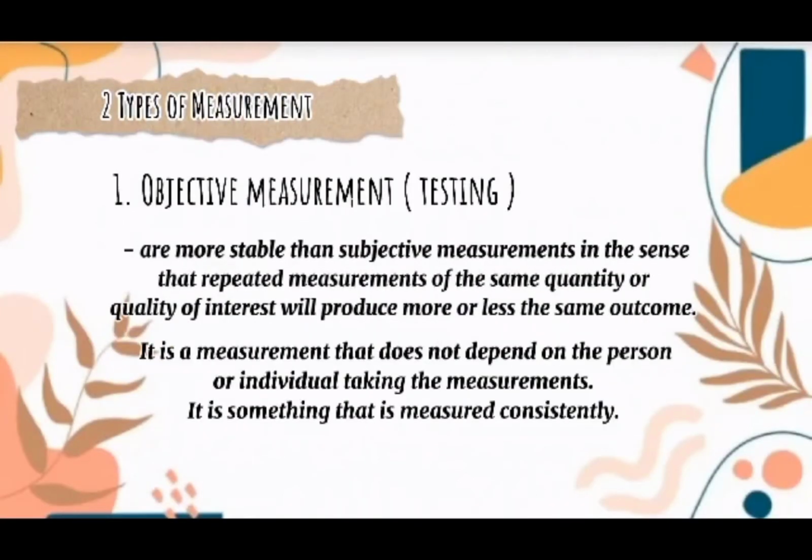There are two types of measurement. The first one is the objective measurement or testing. Objective measurements are more stable than subjective measurements in the sense that repeated measurements of the same quantity or quality of interest will produce more or less the same outcome. It is a measurement that does not depend on the person or individual taking the measurements. It is something that is measured consistently. So in education, an objective test consists of factual questions requiring extremely short answers which may consist of a word, phrase, or sentence. So examples are true or false, matching type, multiple choice, and identification.